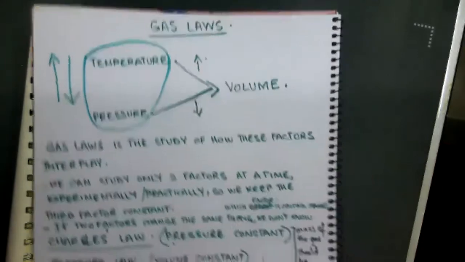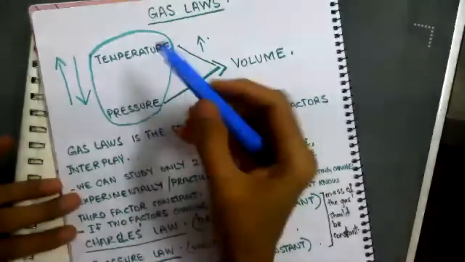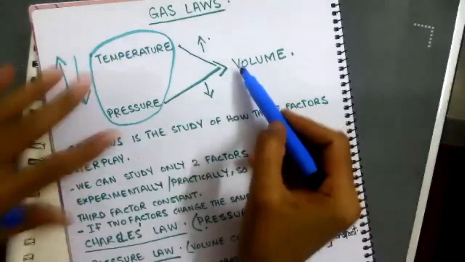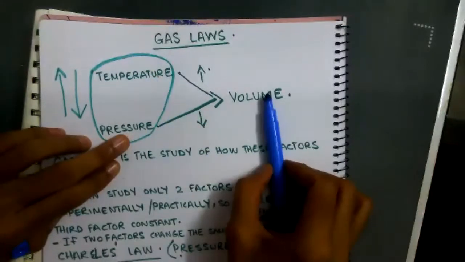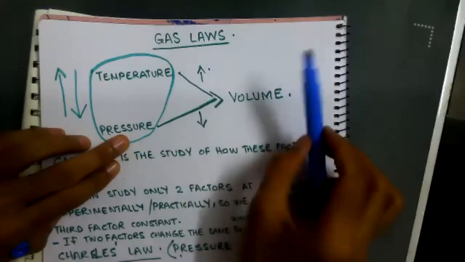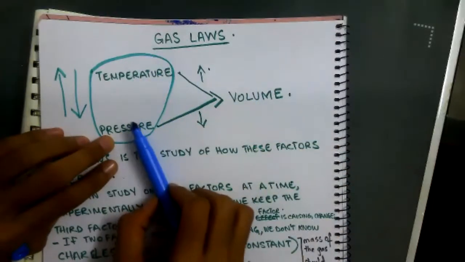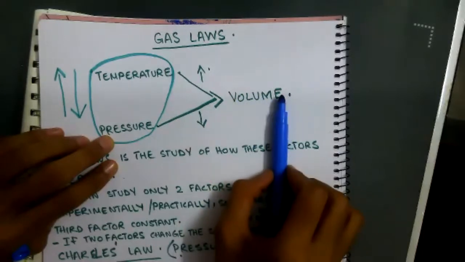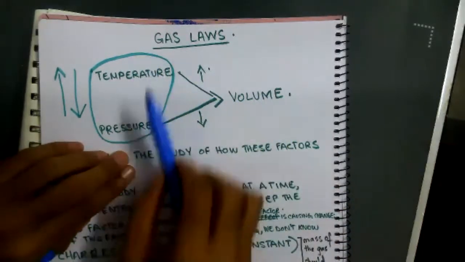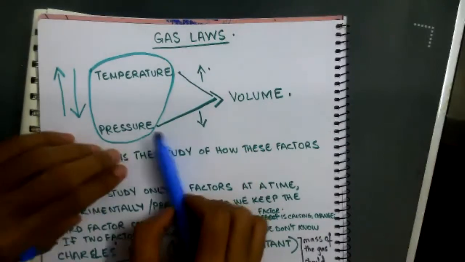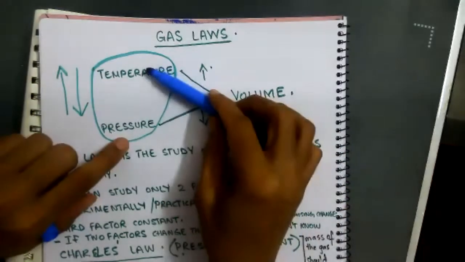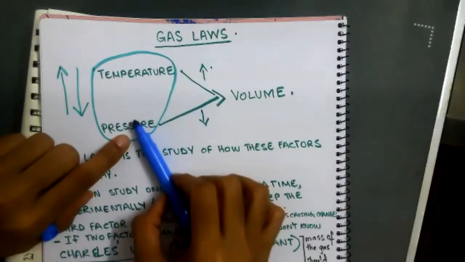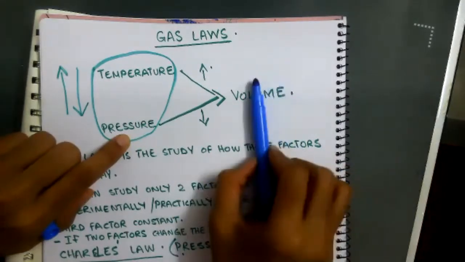So remember, when we are studying the relationship of these factors, you can see that both are affecting the volume in an opposite manner. In science, whenever there are two factors affecting any property, we cannot study both factors at the same time. We can study only one factor at a time. Because if both factors are simultaneously acting upon that property, we don't know what the change is about.